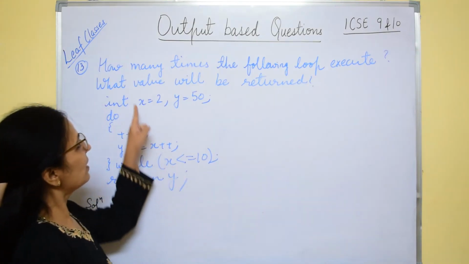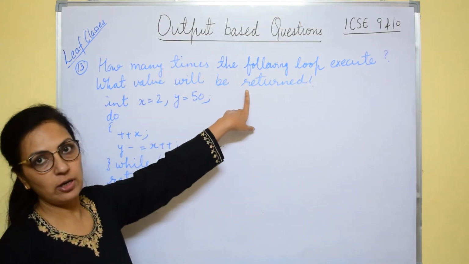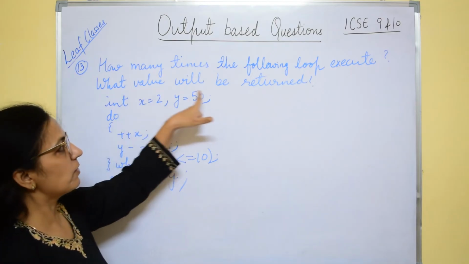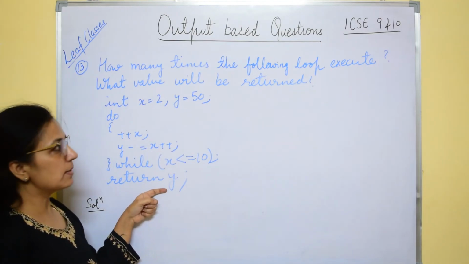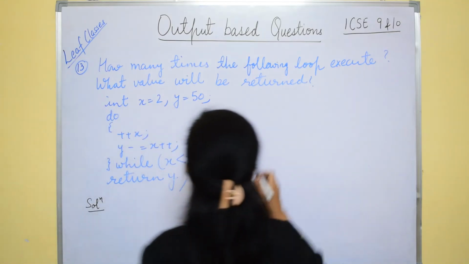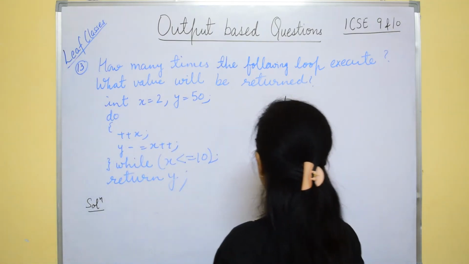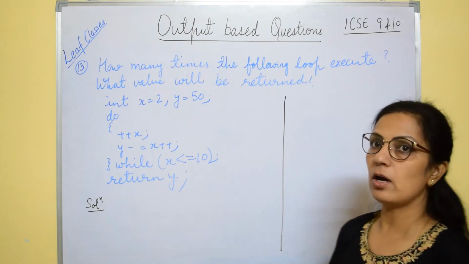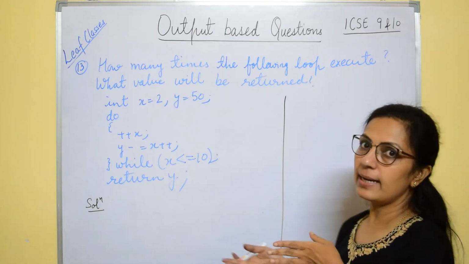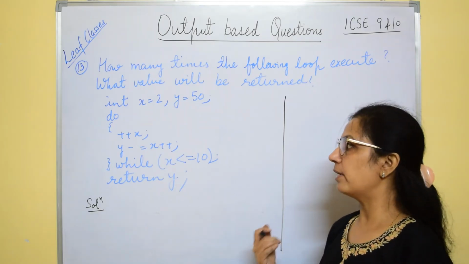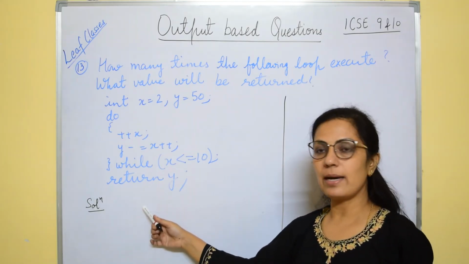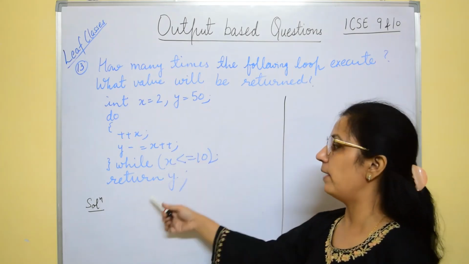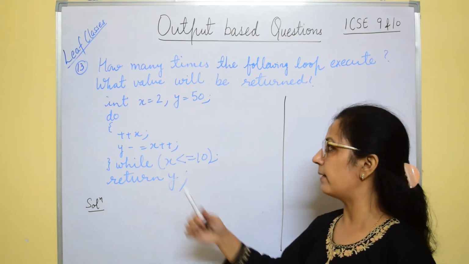The next question is, how many times will the following loop execute and what will be the value it returns. Return function is there. Now first we'll do it and you can also do it in your answer sheet. On the right side, draw a line and do rough work over there, and in the solution you can just write the number of times the loop will execute and the value it will return.